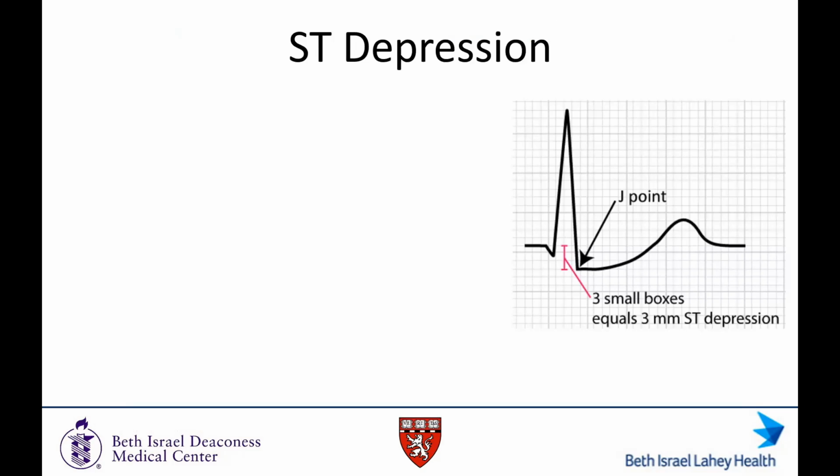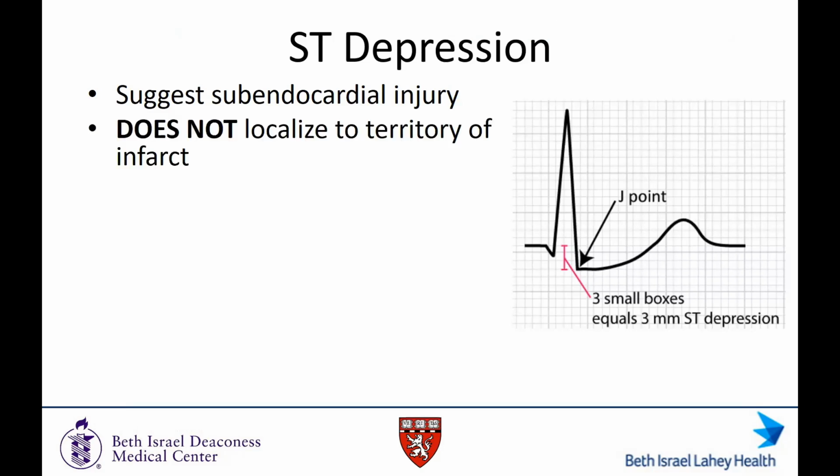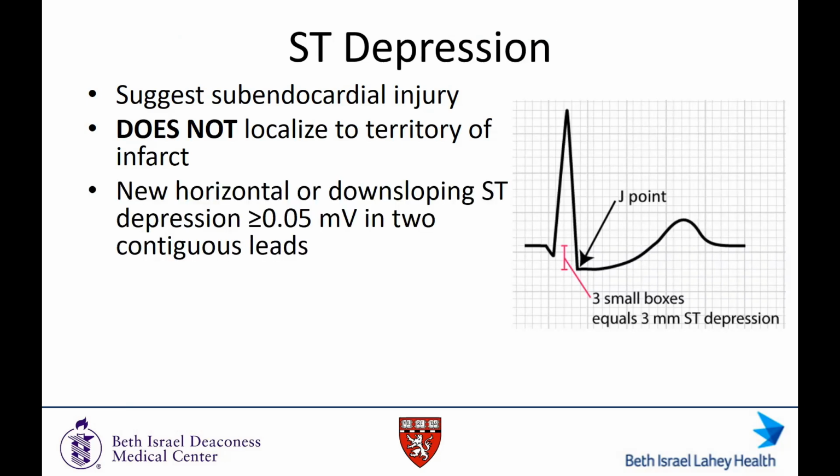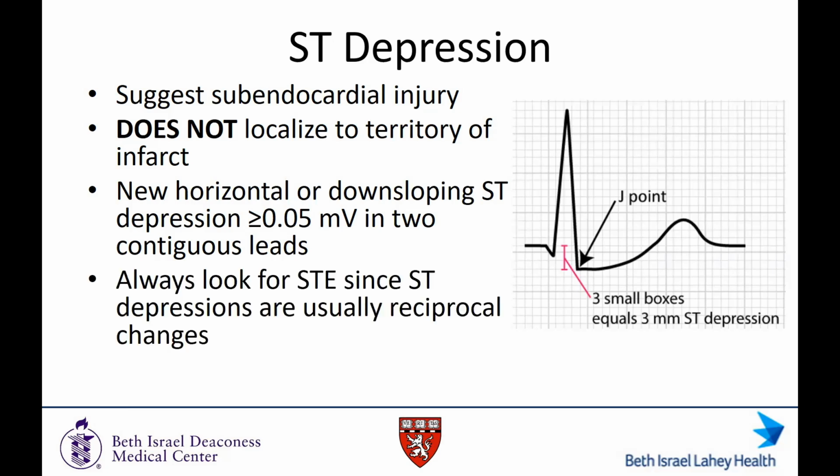Now, segueing into ST depressions, again, we look at the J points and then the segment between the J point and the start of the T wave. Usually with ST depressions, it's more subendocardial injury, but not always. And ST depressions do not localize, just to point that out. And usually it's the horizontal or downsloping ST depressions that we worry about a little bit more. And it seems like the criteria here are a little bit less, so just half of a small box, which I know can be really difficult to discern on an EKG, especially most of us who are not carrying calipers.